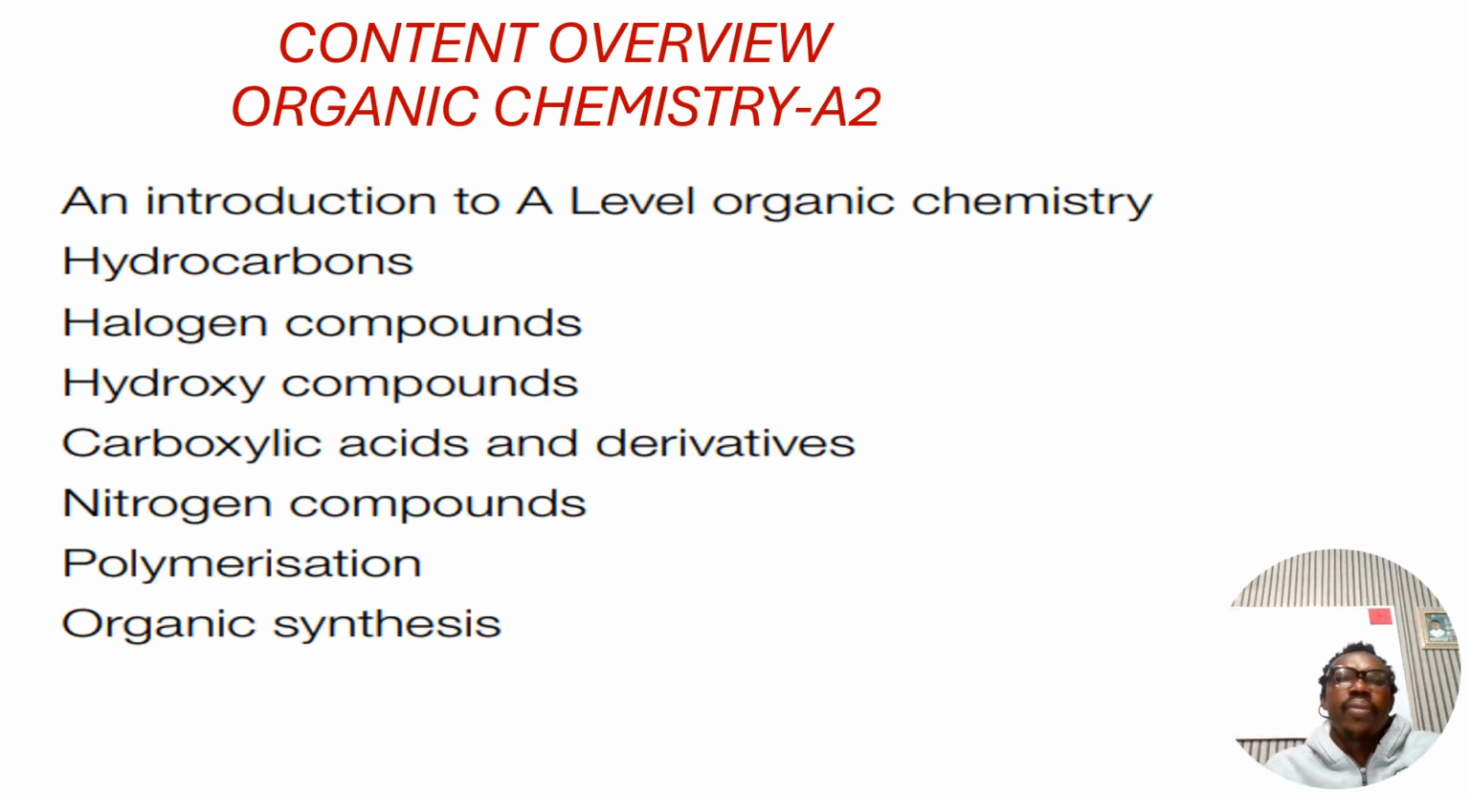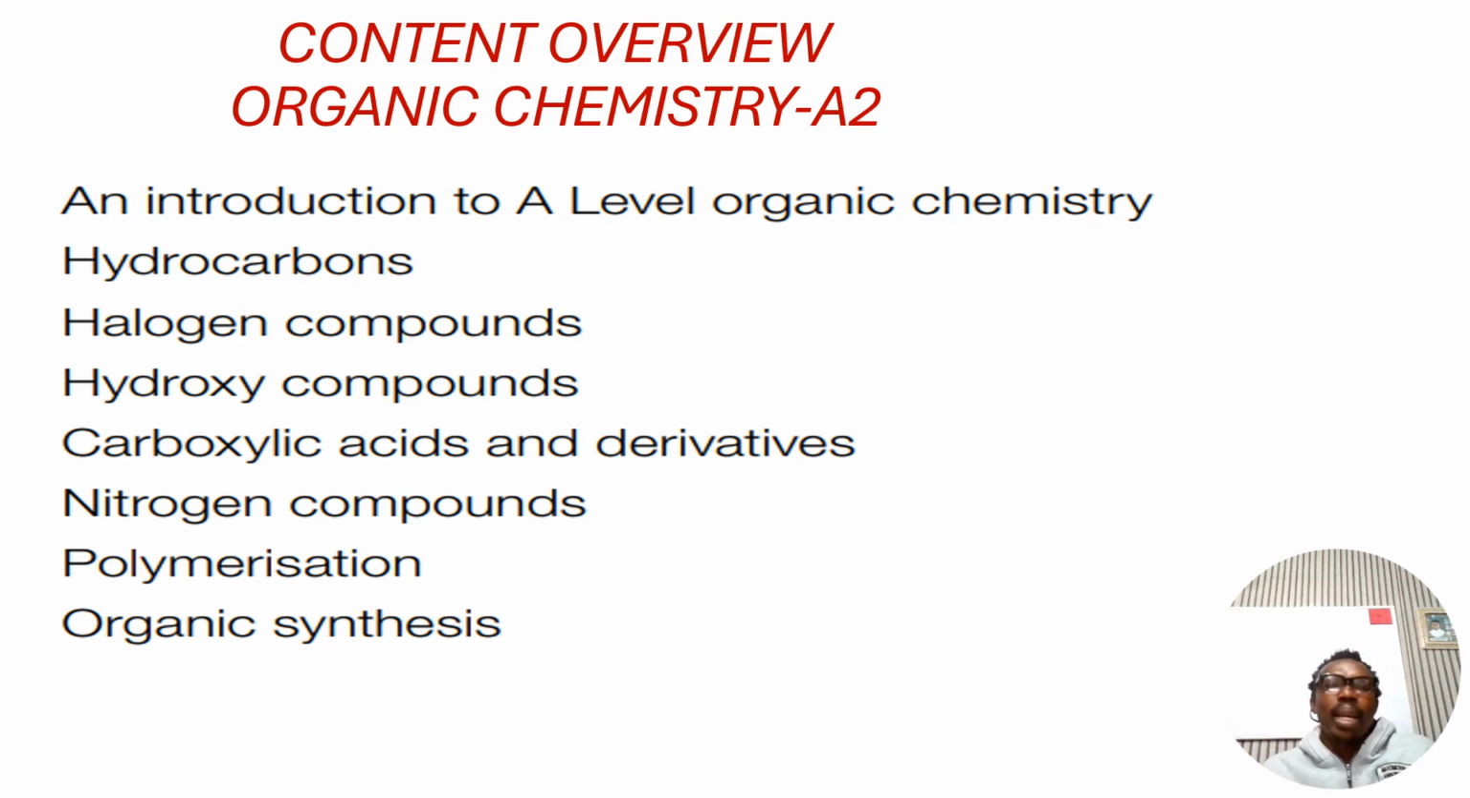So, content overview, organic chemistry A2. We'll be looking at an introduction to A-level organic chemistry, where we'll have hydrocarbons, which are compounds of carbon and hydrogen. We'll talk about the aromatic hydrocarbons and the aliphatic hydrocarbons. Then we'll talk about halogen compounds, which are the halogenoalkanes and the haloarenes. Then we'll talk about hydroxy compounds, which are the alcohols and aromatic alcohols.